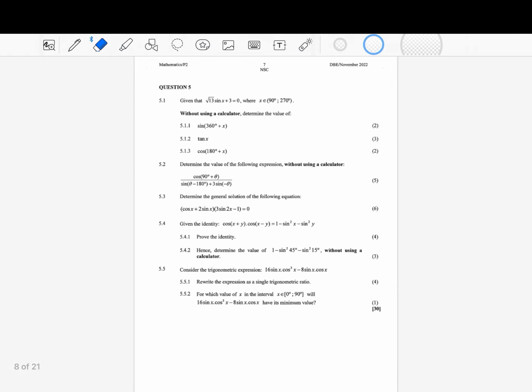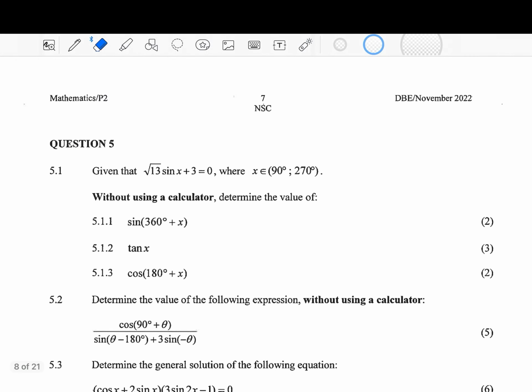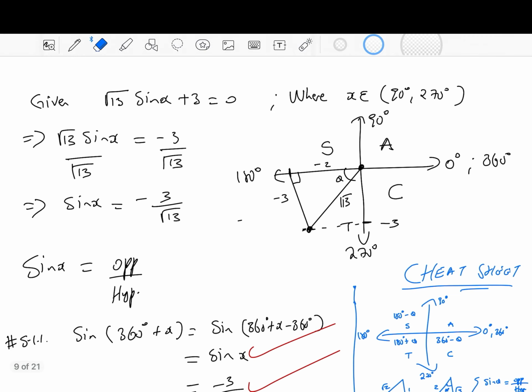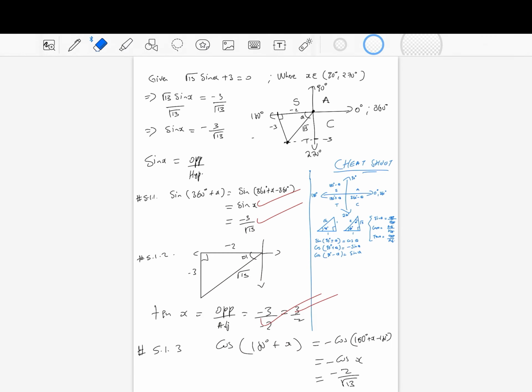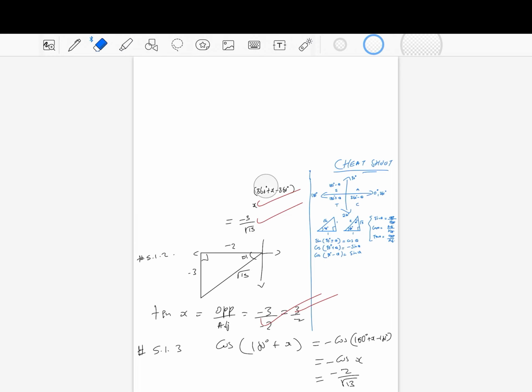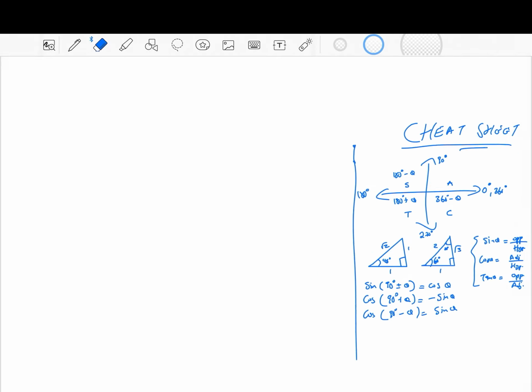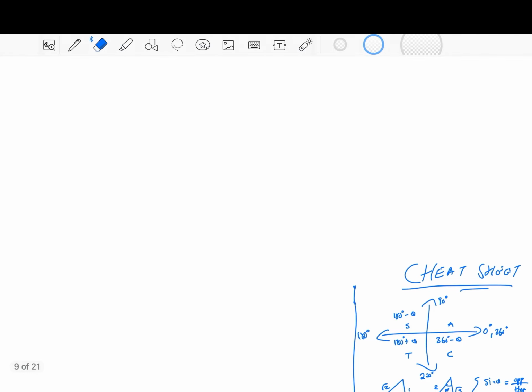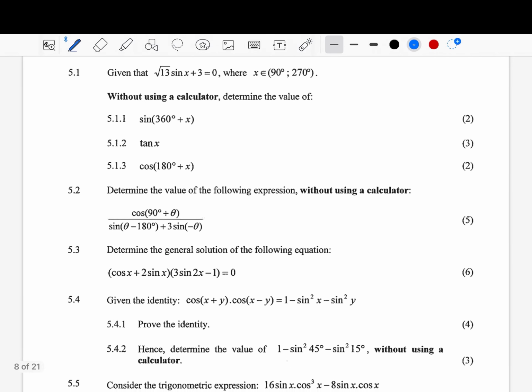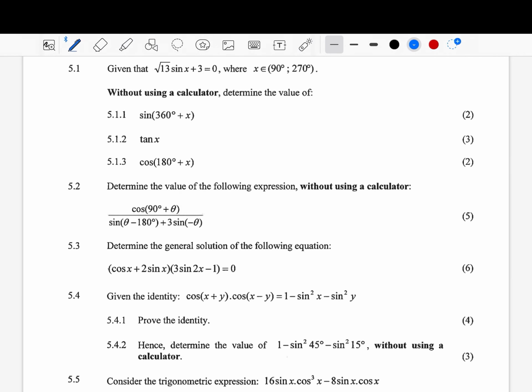So let's go to 5.2. Determine the value of the following expression without using a calculator. Okay, let me just wipe off what we already calculated here for 5.1. We don't need this anymore. I'm going to keep the cheat sheet, and the rest we essentially don't need. Okay, so let's go back.